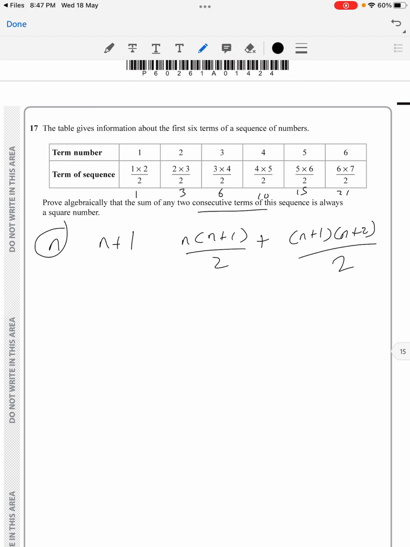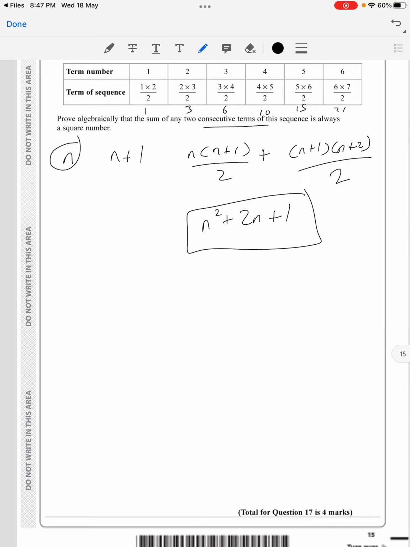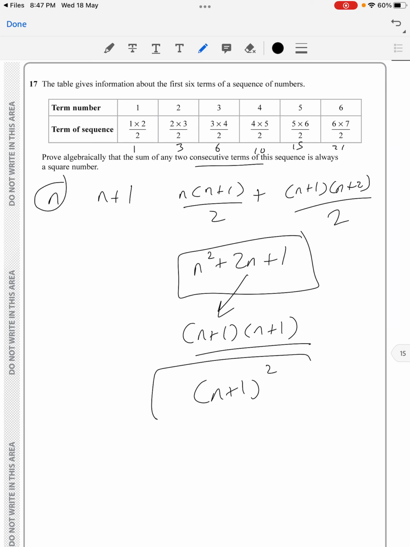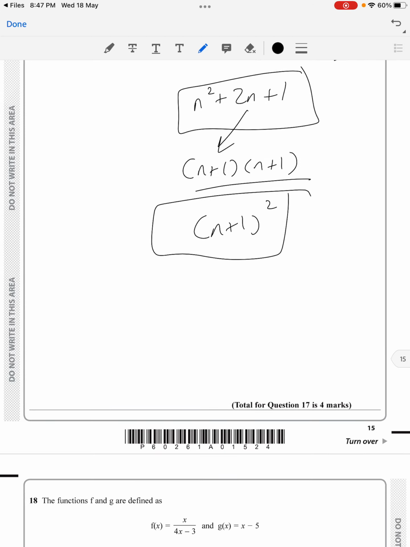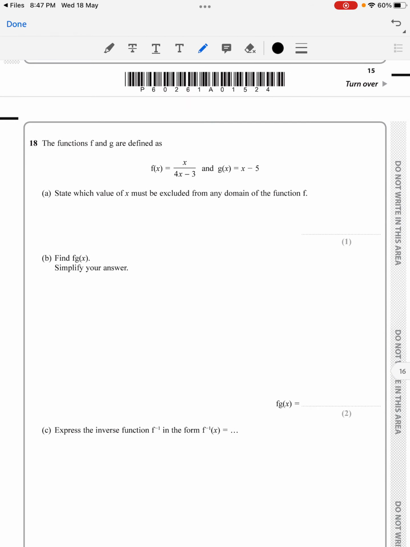Now doing this algebra by simplifying it, you should be getting n squared plus 2n plus 1. This should be the final outcome. I'm not going to be solving this, I'm just going to tell you how to do this. Once you find this, just solve it like any quadratic equation. You should be getting n plus 1, n plus 1 as well. So this shows that it is a square value. Okay, so this is 4 marks, so that should be enough. (n plus 1) squared. Okay.